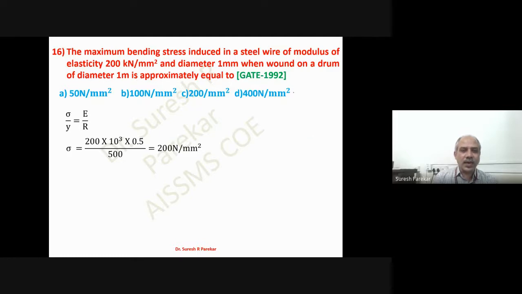E is given 200 kilonewton, so into 10 raised to 3. Then this is E. Why we have 0.5? Because 1 millimeter is given, so it becomes 0.5 millimeter. And R, so 1 meter diameter is given, so radius we will get as 500. So 200 Newton per mm square.